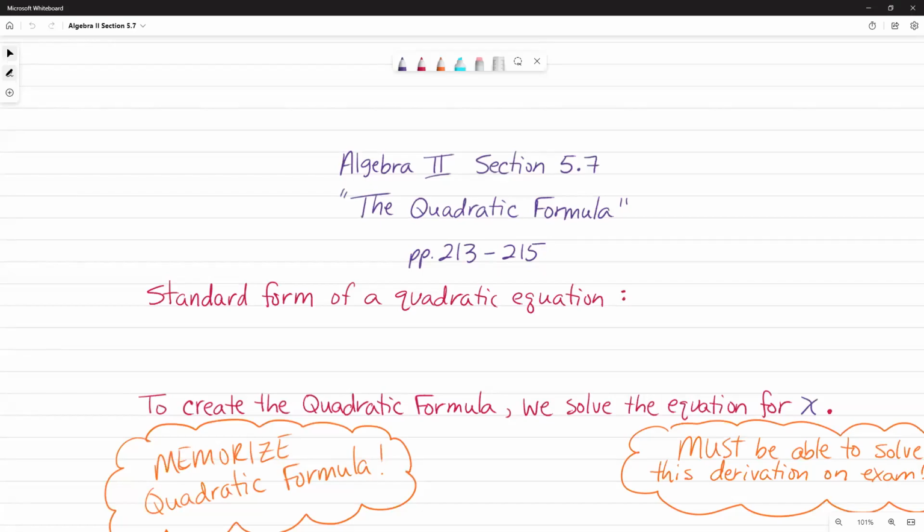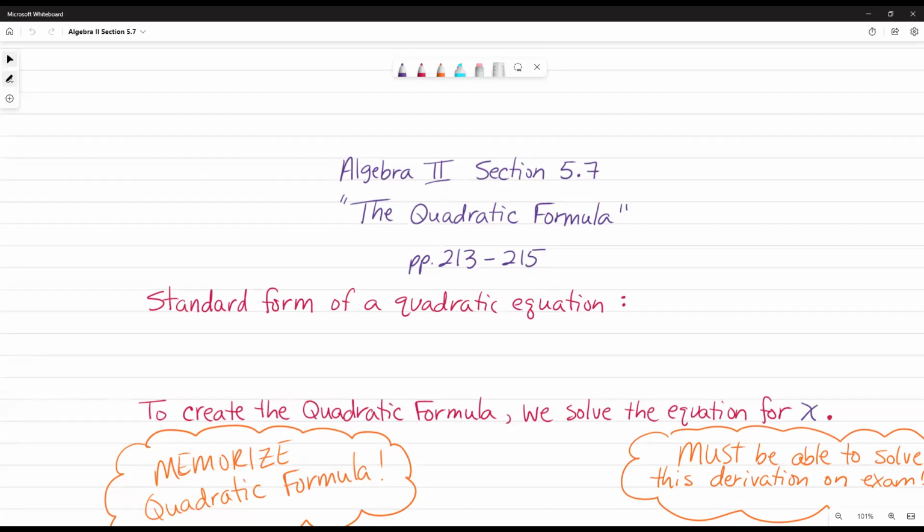All right, so section 5.7 covers the quadratic formula. Now we've already learned about the quadratic equation. What's the standard form of the quadratic equation? You might remember. So ax squared plus bx plus c equals 0. Yes, very good. So standard form where a, b, and c are real numbers.